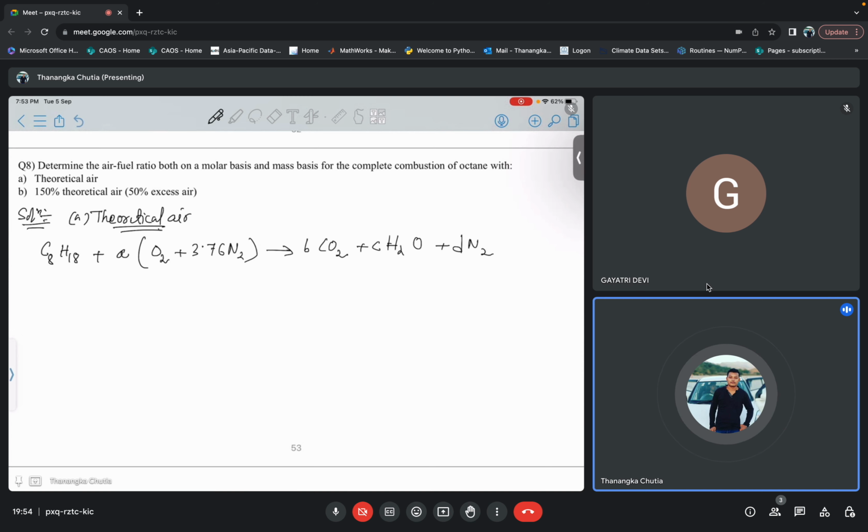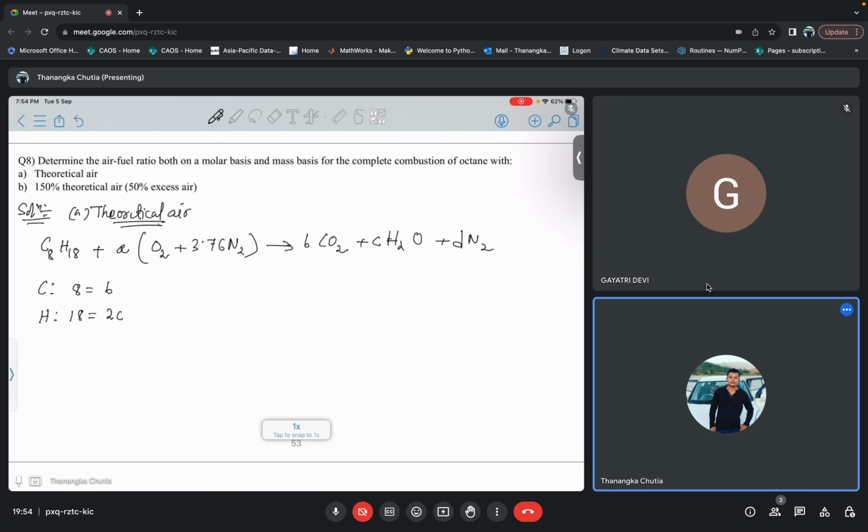So our aim again will be to balance this one. Balancing the carbon, we get 8 is equal to B, okay. Balancing the hydrogen, we get 18 is equal to 2C. So from here C is equal to 9, okay.